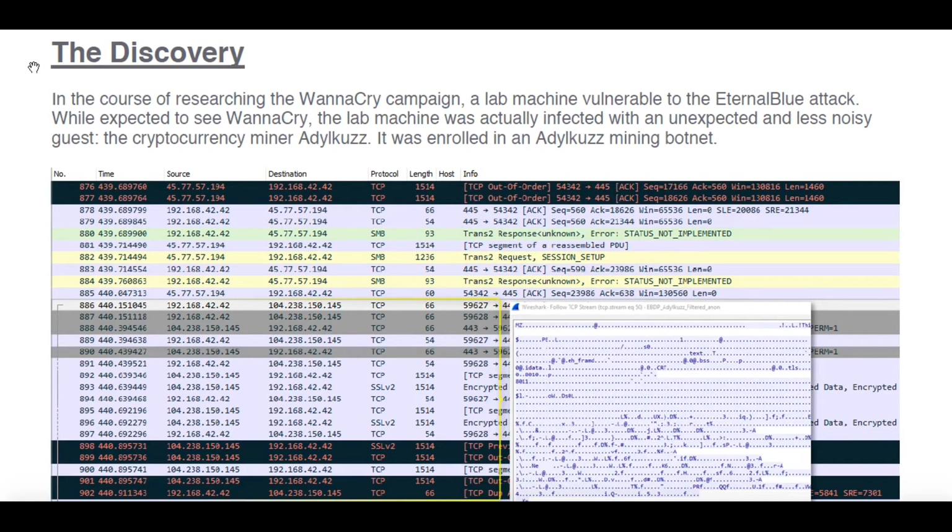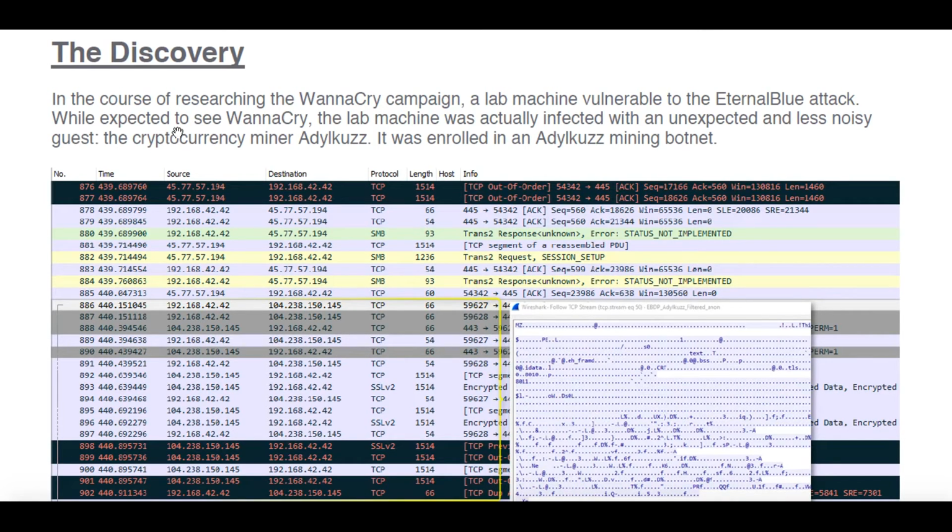Now, as you can see, the discovery. In the course of researching the WannaCry campaign, a lab machine was vulnerable to the EternalBlue attack. This is called the EternalBlue attack. What do we mean by this? I've explained in detail in my WannaCry ransomware lecture.